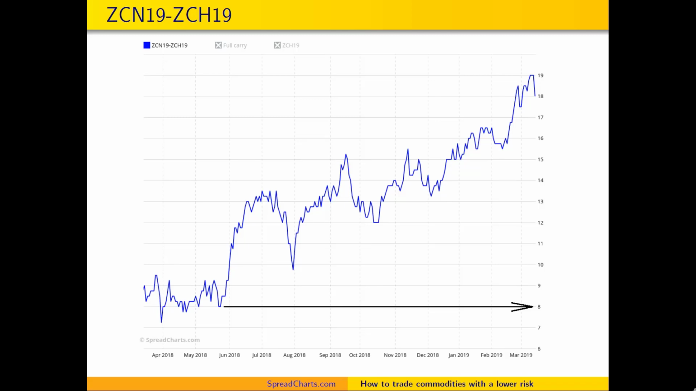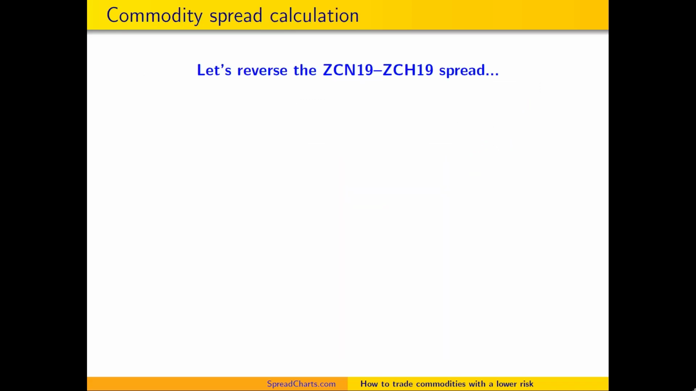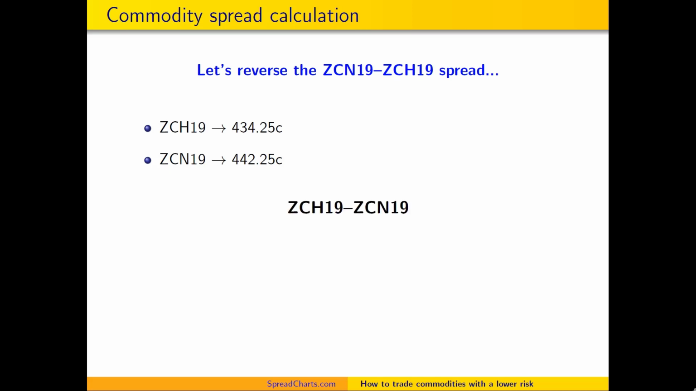1 month later, the price was 13 cents, so the spread became much wider. Let's reverse the spread just for fun. We will use the same contract and only switch their position. By subtracting the July contract from March, we create an inverse spread. What is the price on the same day from the previous example? Well, it's minus 8 cents.